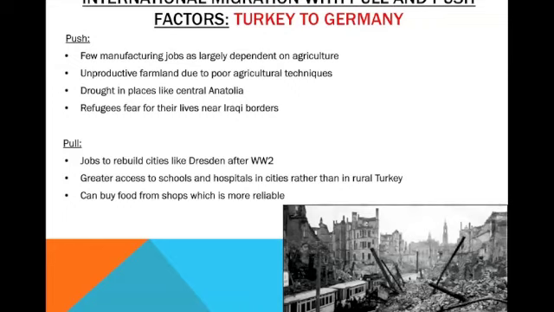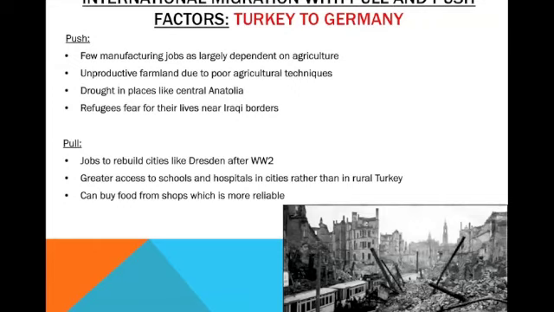So those are some push factors in case you want to get a job in the manufacturing business. Also, the farmland is unproductive, it's inefficient, due to poor agricultural techniques. They're not super modern, so they're not using tractors and stuff, they're doing it all by hand or something, and it's just not effective. So, poor agricultural techniques lead to unproductive farmland.